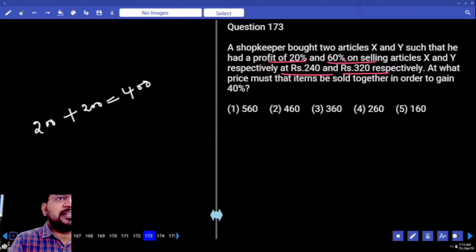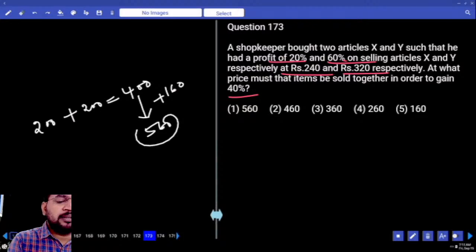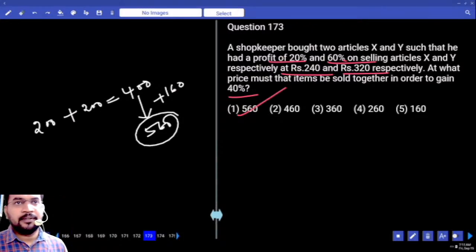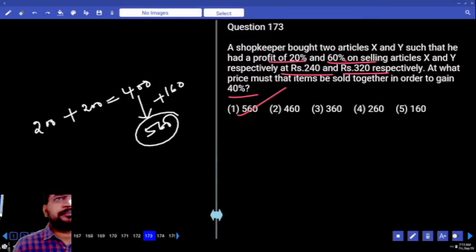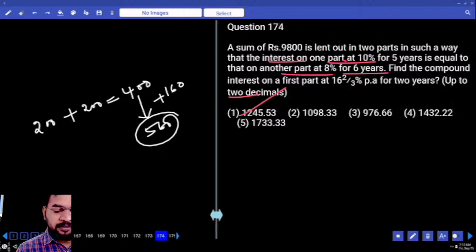Overall, we need the profit to be 40%. So 40% on 400 is 160. Therefore, overall selling price should be 560, that is your answer. Are you ready? Shall I go for the next one?